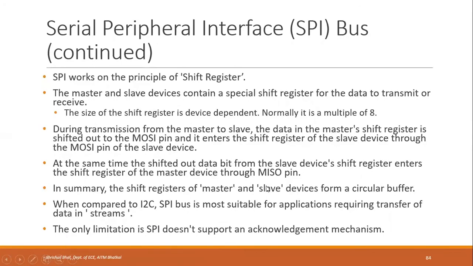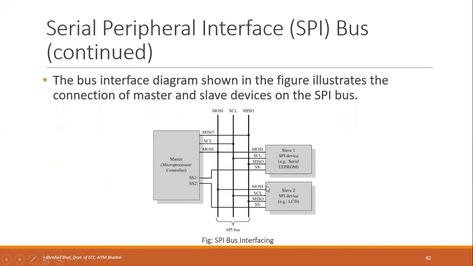If this device is selected, the data will be shifted bit by bit. At the same time, the shifted-out data bit from the slave device's shift register enters the shift register of the master device through the MISO pin. Whatever is shifted will be shifted in a particular direction. If it is shifted right, then what about the rightmost bit? It has to be shifted out, right? That shifted-out bit will be sent to the master through the MISO pin.